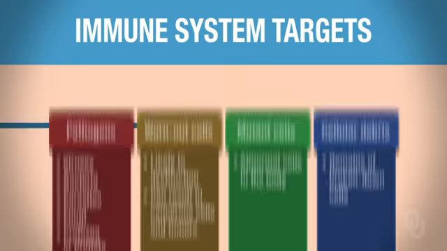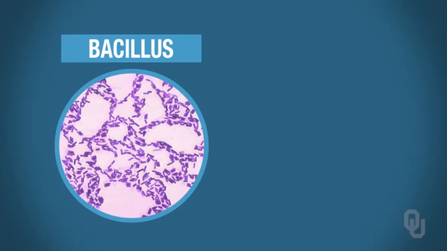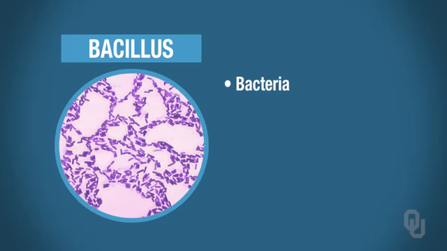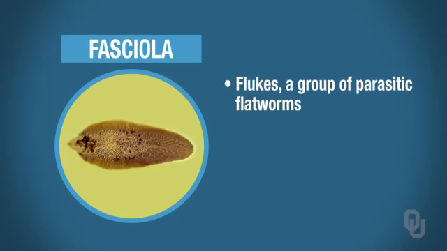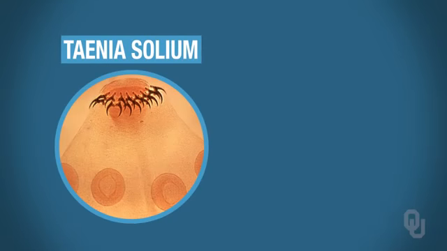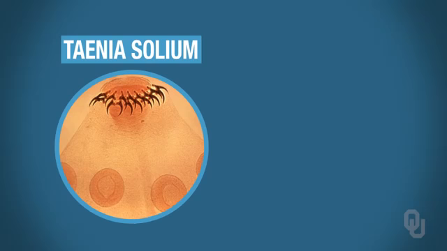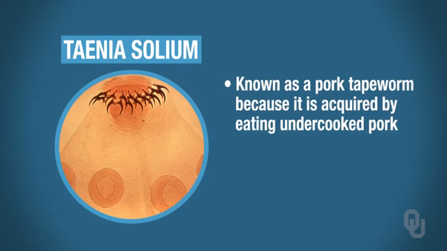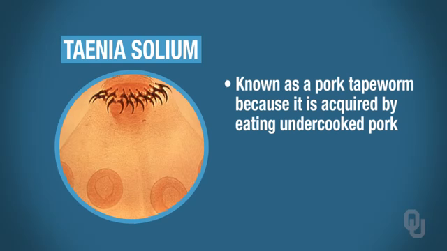Okay, so let's take a look at some of these pathogens here. So we have Bacillus. This is a bacteria, and these are just examples, so you do not have to memorize these. Fasciola. These are some flukes. These are flatworms that you might acquire by eating undercooked fish, for example. This is Taenia solium, which is a tapeworm. And specifically, this is called a pork tapeworm because you will become infected with the pork tapeworm if you eat undercooked pork. So it's really important to cook your meat thoroughly.